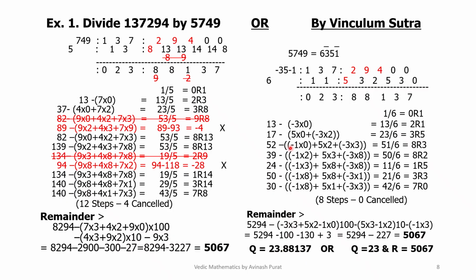So the quotient is 23.88137, or the quotient is 23 and the remainder is 5067.